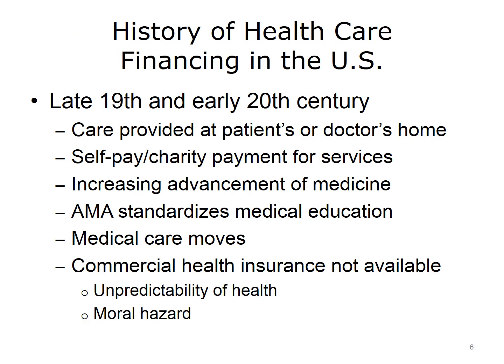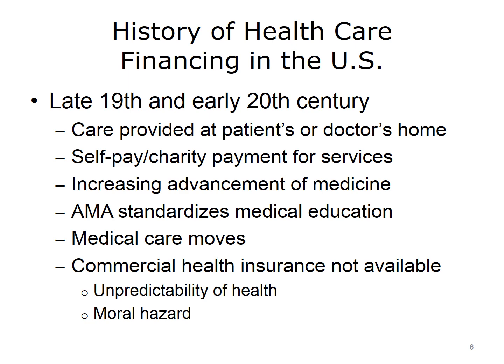The history of the health insurance industry in the United States is relatively recent. In the late 19th and early 20th centuries, medical care was provided primarily at the patient's or the doctor's home. The cost of care was borne by the patient or charities. The view of medicine as a science grew as advancements in such areas as infectious disease and surgery improved the lives and health of the population. Early in the 20th century, the American Medical Association began to standardize the training that new doctors received, and the quality of care improved. Medical care for illness began to move from the home to the doctor's office and hospitals.